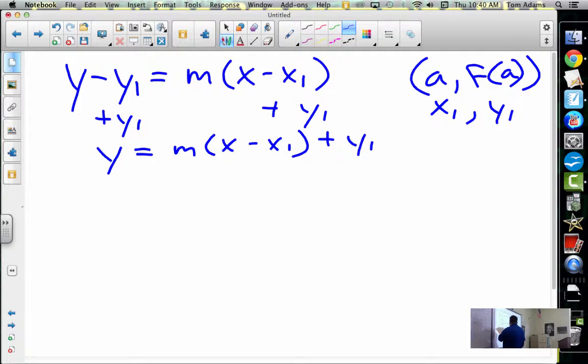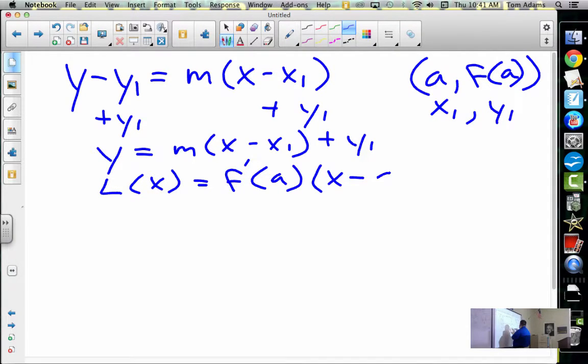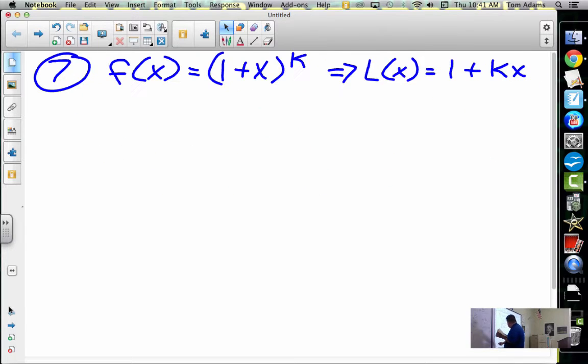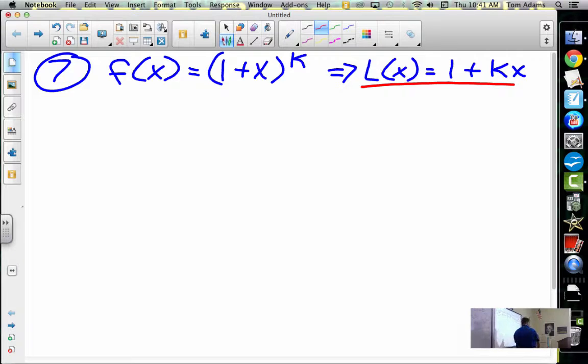Well, y is really my linearization, L of x. And then m is actually f prime evaluated at a, times the quantity x minus a, plus y sub 1, which is f of a. So we have to go through this process, and if we crank through it, when we're done, we'll end up with this line here. So the first step will be to do f prime.